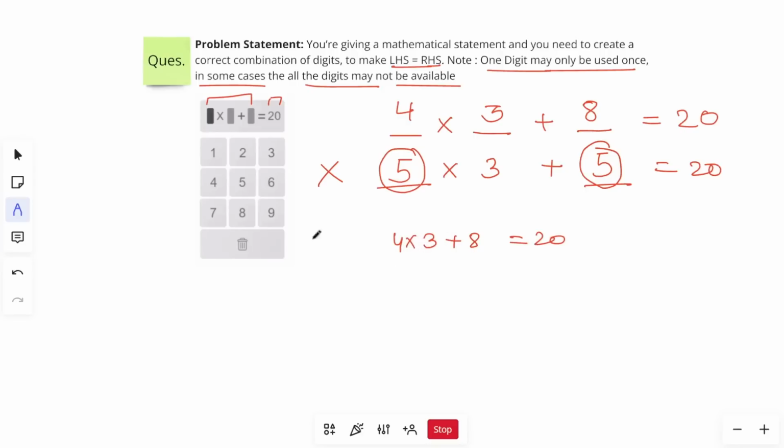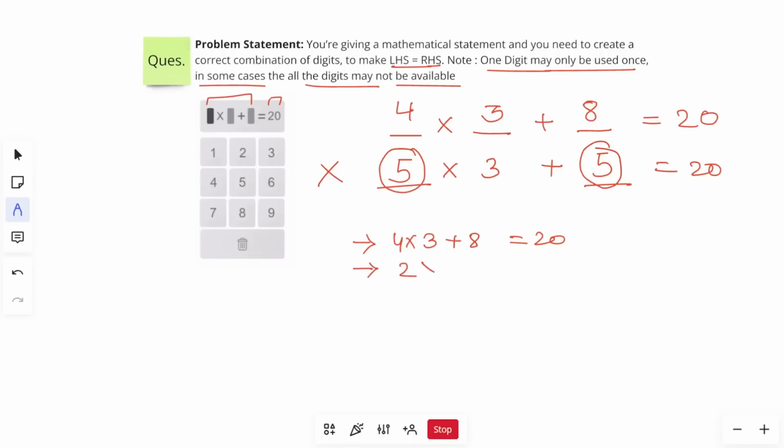Now the main important thing about this question is there can be more than one answer also. So you don't have to worry about that. I have found this answer, but there is another possible solution for this, and that is totally fine. There can be more than one answer. So I'll tell you what the other possible answers for this one can be.